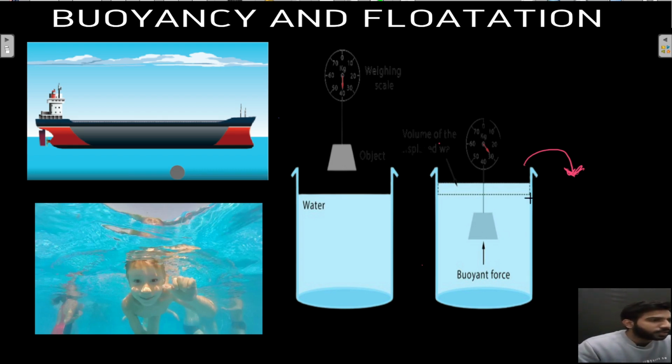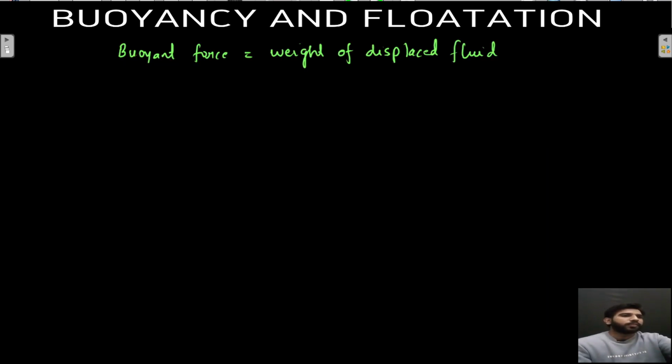So we can say that the volume of water that is being displaced out is equal to the volume of the object, because the same volume of object has to be accommodated here, and in order to accommodate this volume of object, this much volume of water has to be expelled out. Now the weight of this volume of water will give us the buoyant force.